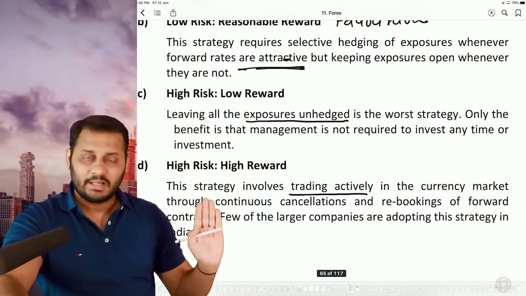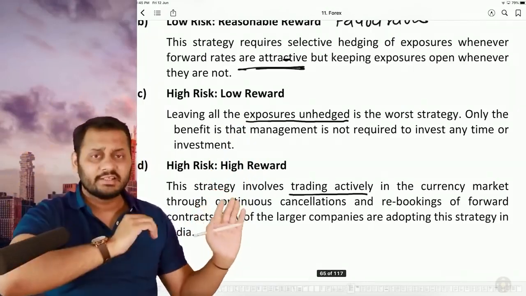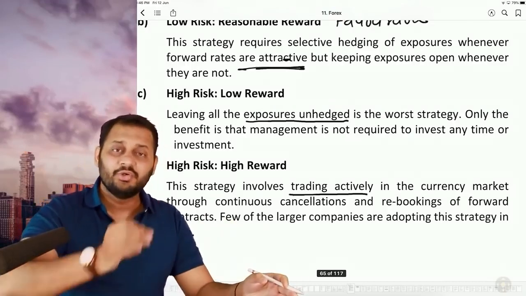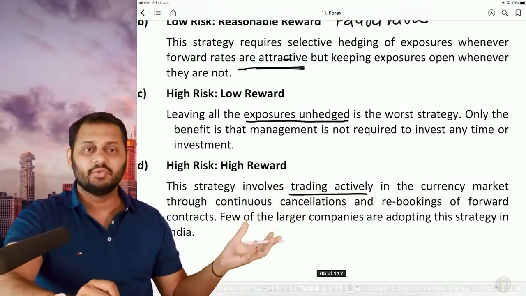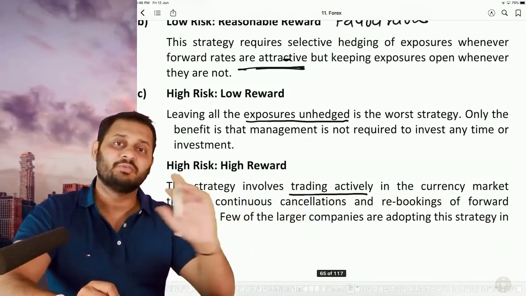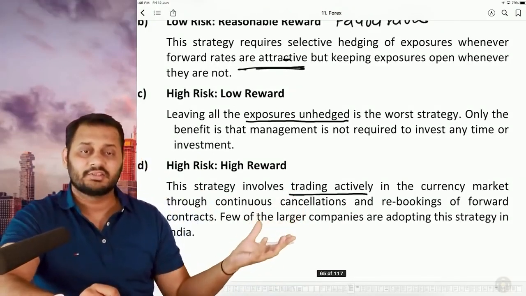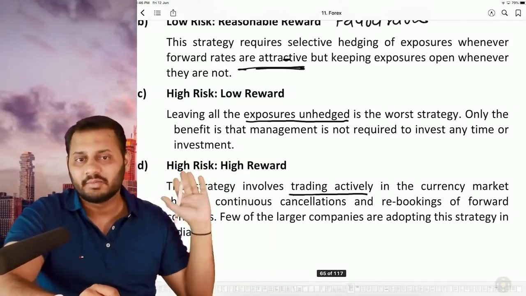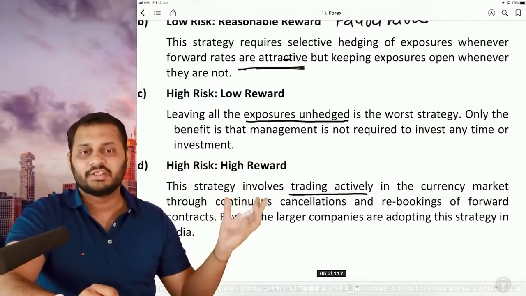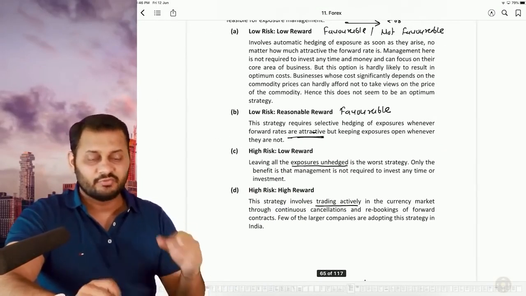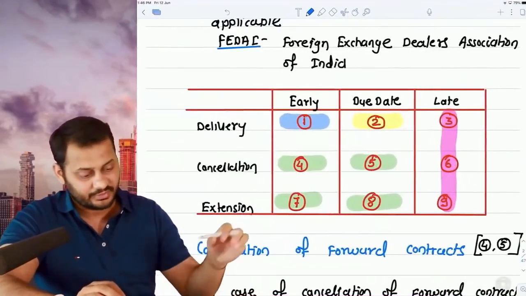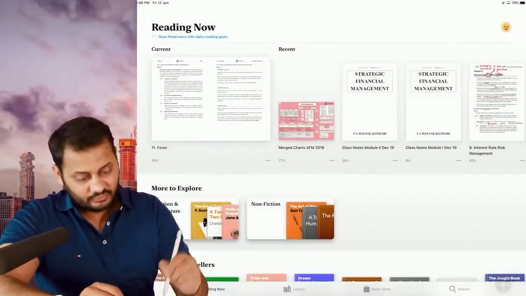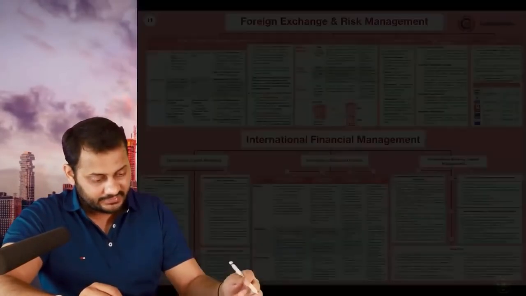But in this case, the risk is high. In this case, you continuously enter into forward contracts, cancellation, extension. You trade actively here in order to earn some profit apart from the normal transaction. So you make it a separate business. That is high reward, but high risk at the same time. This is all speculation. If the speculation happens, it is high risk, high reward. So these are the 4 strategies of exposure management. So this is how we have completed Forex. I don't think anything is left.